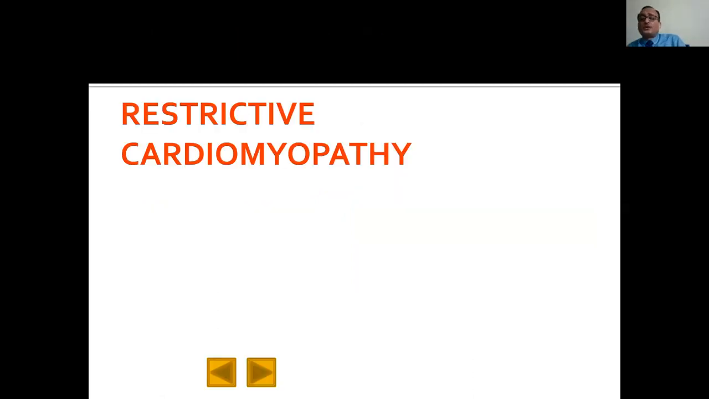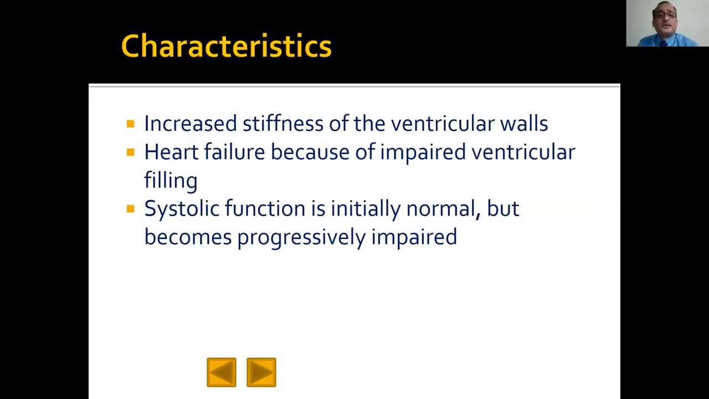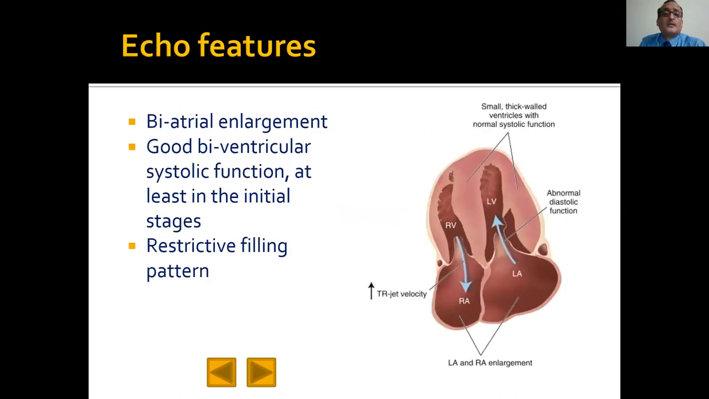And finally, we come to the topic of restrictive cardiomyopathy. What is restrictive cardiomyopathy? It is characterized by increased stiffness of the ventricular walls. There is heart failure because of impaired ventricular filling. The systolic function is initially normal but becomes progressively impaired. These are the hallmarks of restrictive cardiomyopathy: biatrial enlargement. There is good ventricular systolic function, at least in the initial stages, and there is restrictive filling pattern.